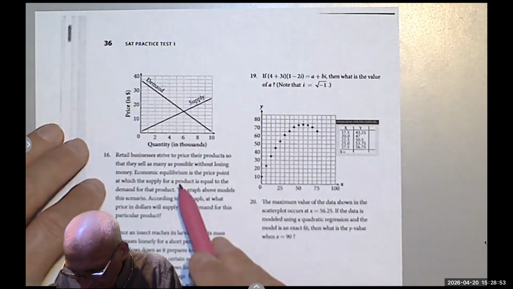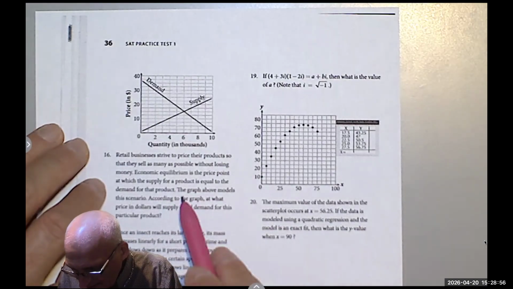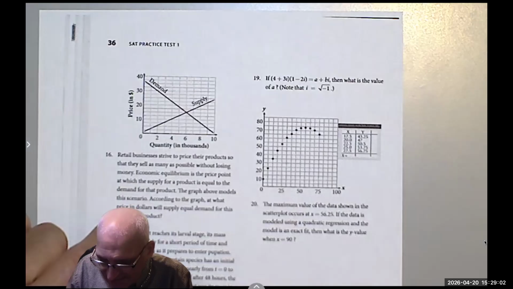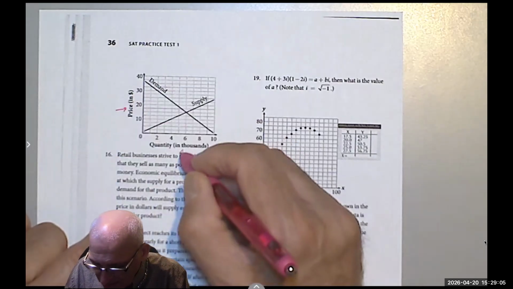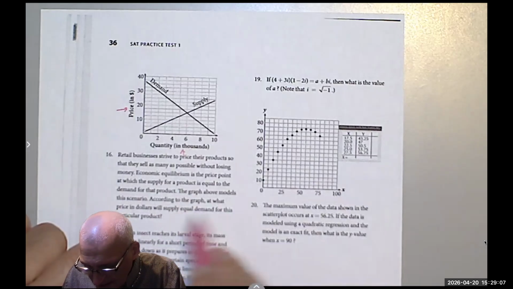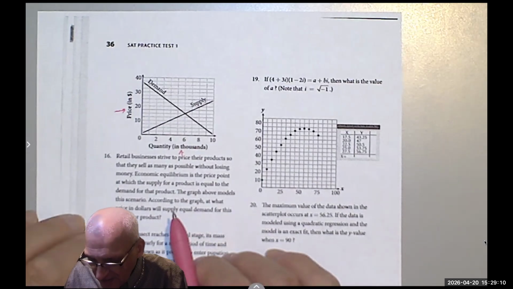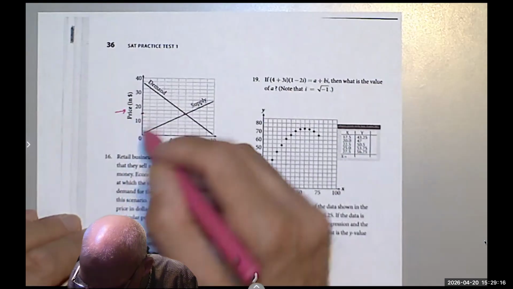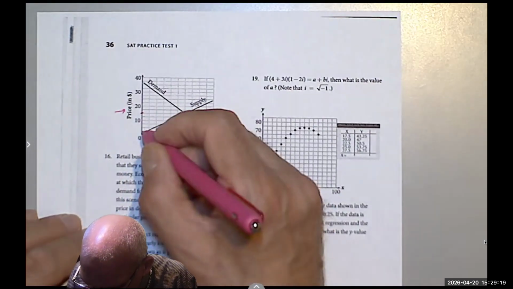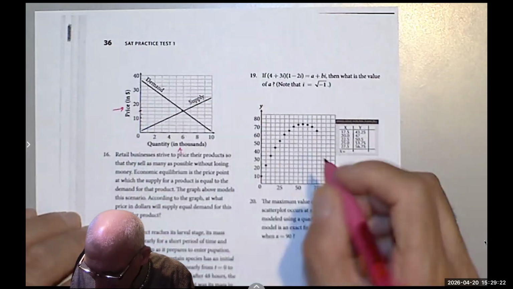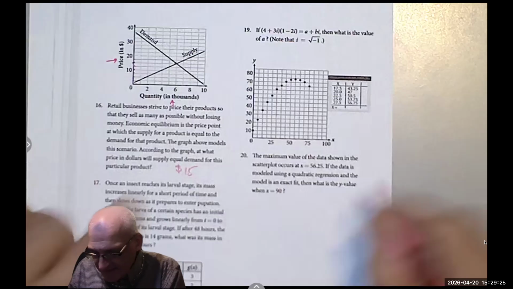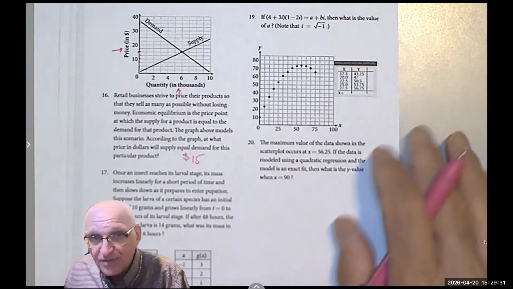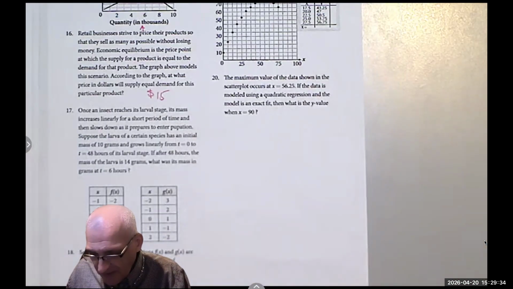So supply equals demand. The graph above models this scenario. According to the graph, at what price? Be careful. They said at what price, not at what quantity. At what price will supply equal demand for this particular? So you go to the point of intersection and read here. I think they divide by 2.5. 1, 2, 3, 4. So that's 10. 1, 2. So that's $15. Notice that in these problems, you have to select the answer on the solution paper. I didn't print it out because I'm solving right away here.